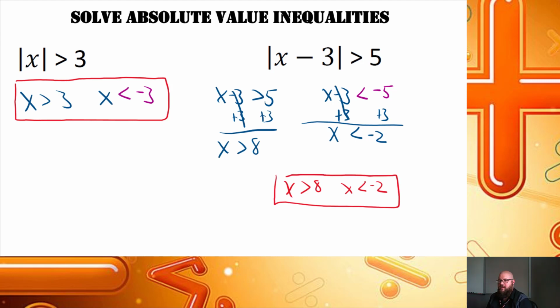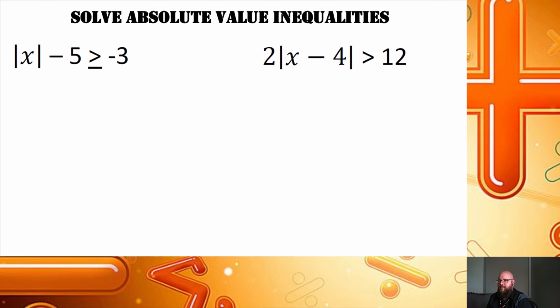All right, let's do a couple more examples. So with this one, we've got absolute value of x minus 5 is greater than or equal to negative 3. Now, before we go into the process that we talked about in the previous 2 problems, let's go ahead and isolate to where all we have is absolute value on one side of the equation and everything else on the other. So we want to isolate the absolute value.